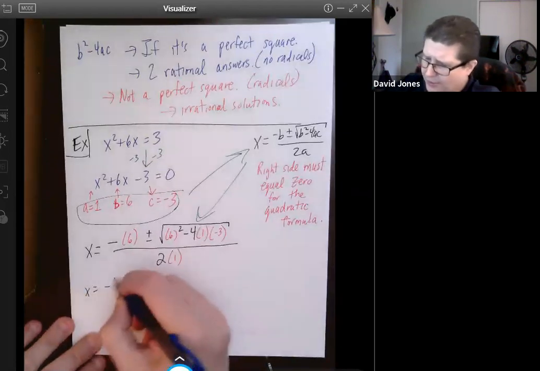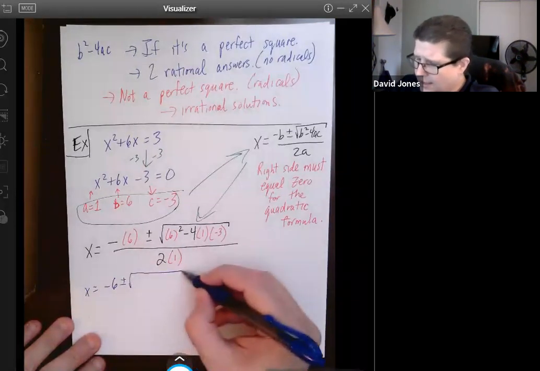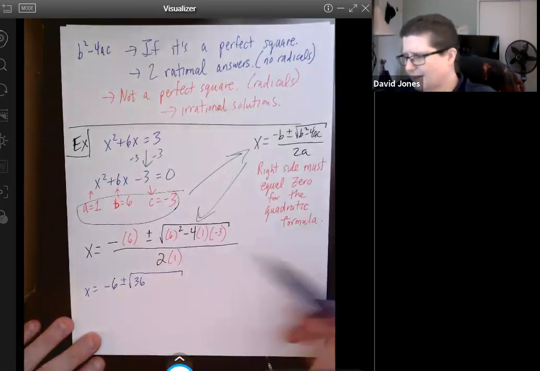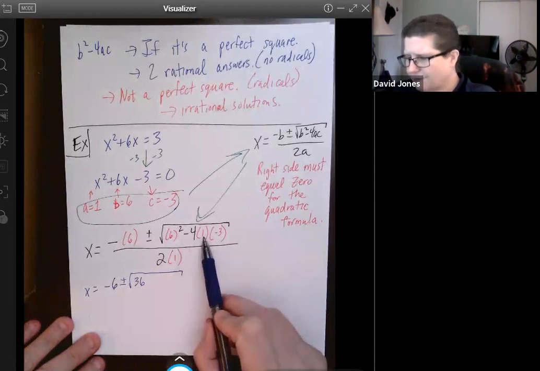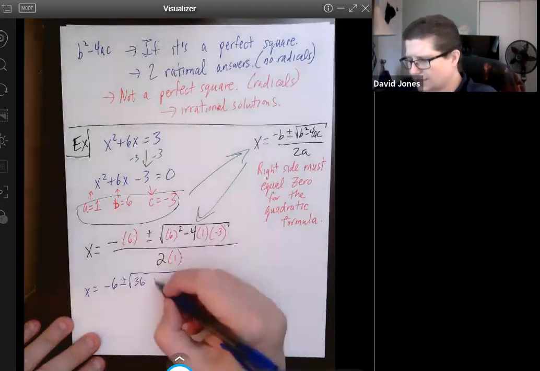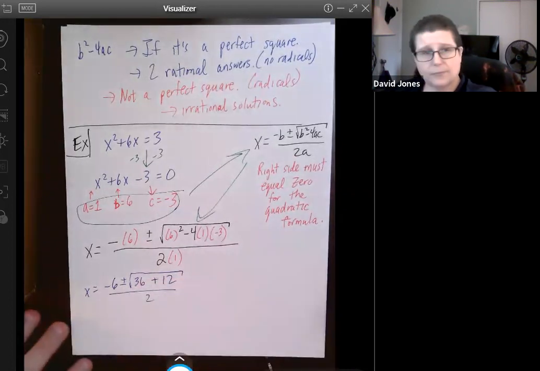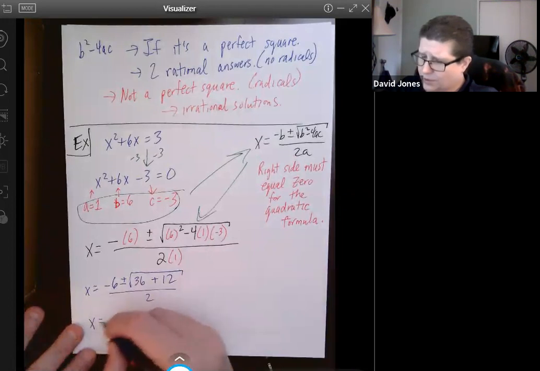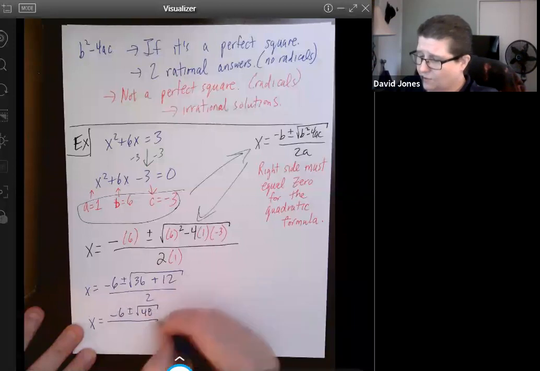X equals, well, I don't need the parentheses there, negative 6 plus or minus the square root. 6 squared is 36. And then I've got minus 4 times 1 is negative 4. And the negative 4 times negative 3 is plus 12. The bottom is 2 times 1. So I get x equals negative 6 plus or minus the square root of 48 over 2.